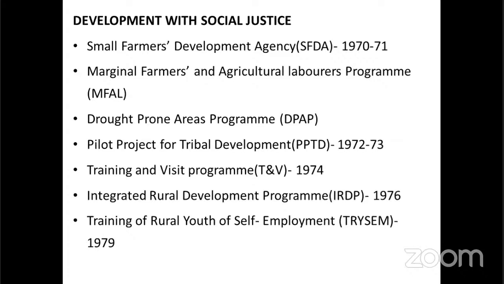Next one is the Training and Visit system. We already heard about the T&V system. It is an important system, because the AAOs, AHOs, ADs and AOs all came through the Training and Visit system. It was implemented in 1974. We will see it in brief later.